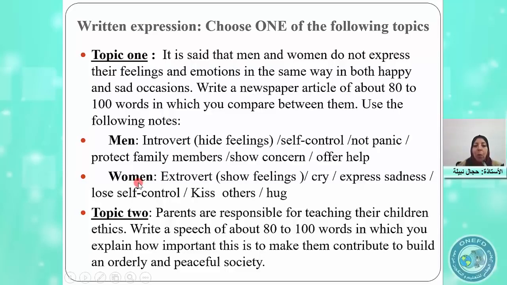On the contrary, women are described as being extrovert. This means that they show their feelings easily. They are not ashamed to cry. They express their sadness in public. They lose self-control when there is a disaster. And they are not ashamed to kiss each other and also to hug.